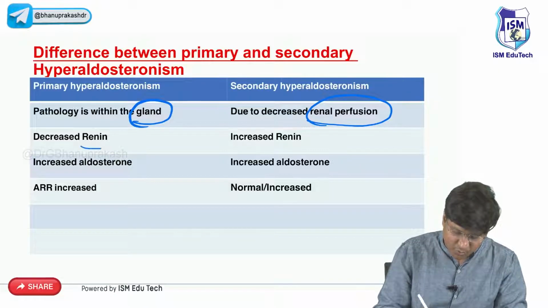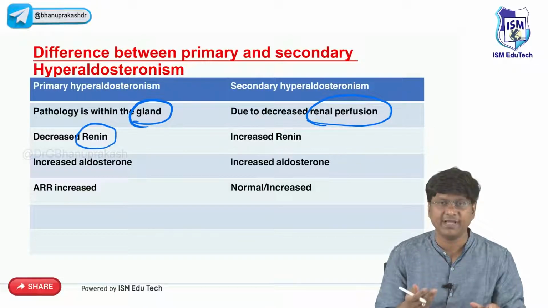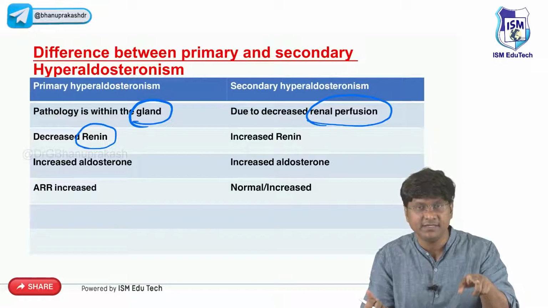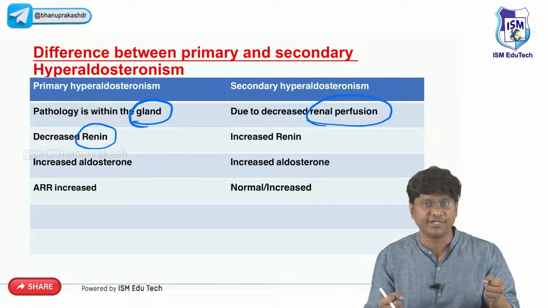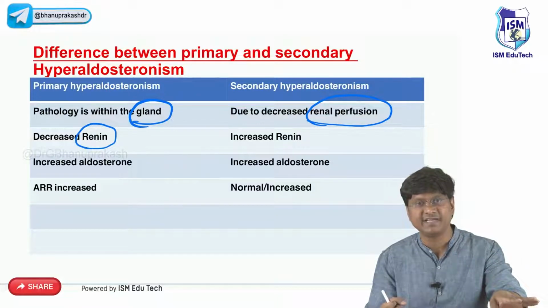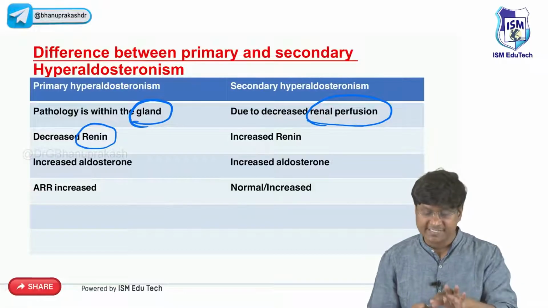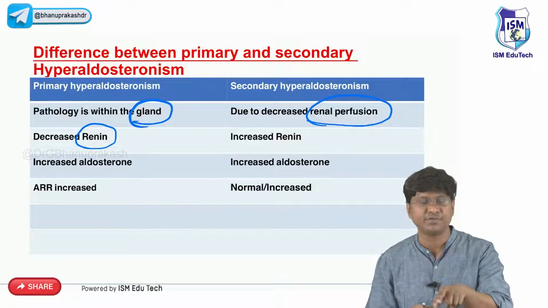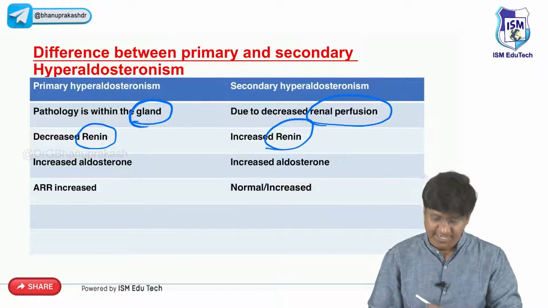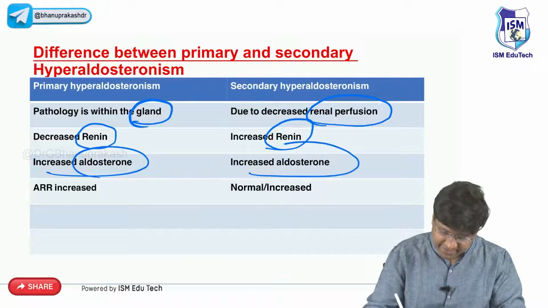So in primary, what will happen to renin levels? Decrease. Why? Because in primary, there is pathology within the gland where there is increased sodium and water retention, fluid level increases, renal perfusion increases, so the RAS gets inhibited, so there will be decreased renin. Whereas in secondary, due to decreased renal perfusion, secondary hyperaldosteronism is occurring, so there will be increased renin. Okay, and in both of them, there will be increased aldosterone.